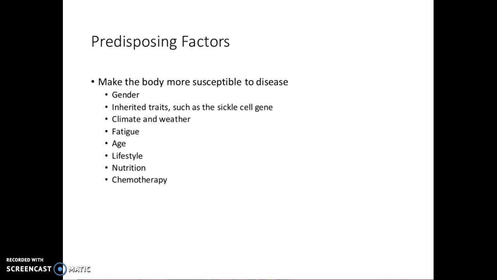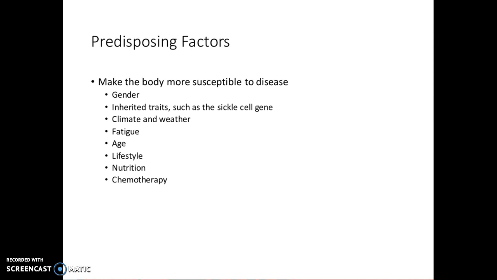If you're exhausted, if you've been studying micro and physio too much, you can be more susceptible, and that's from cortisol reducing your immune system. If you are on chemotherapy, and that doesn't just mean cancer meds, or if you're asthmatic and on inhaled corticosteroids or prednisone, that's doing the same thing as the glucocorticoids from your adrenal gland, which is reducing your immune capability.